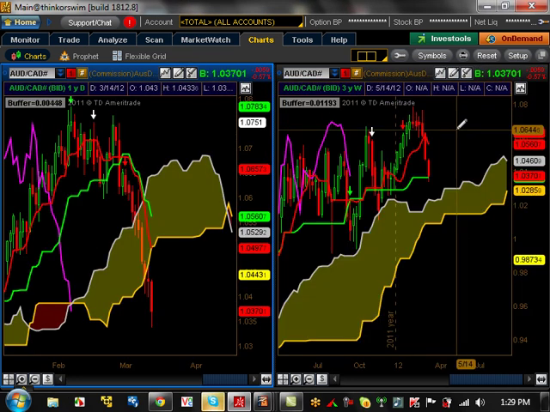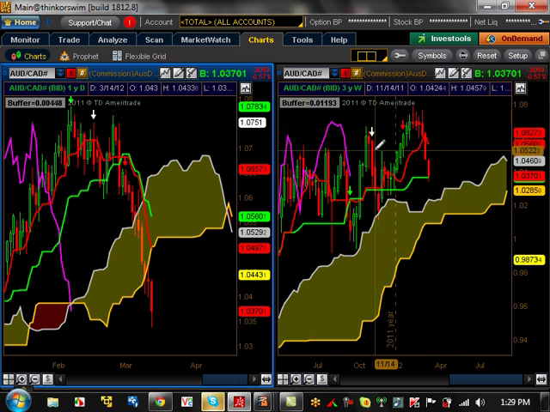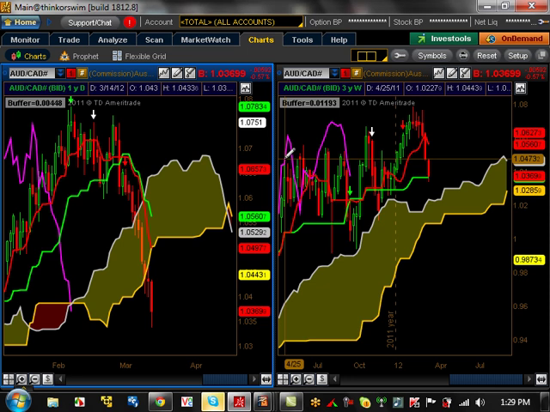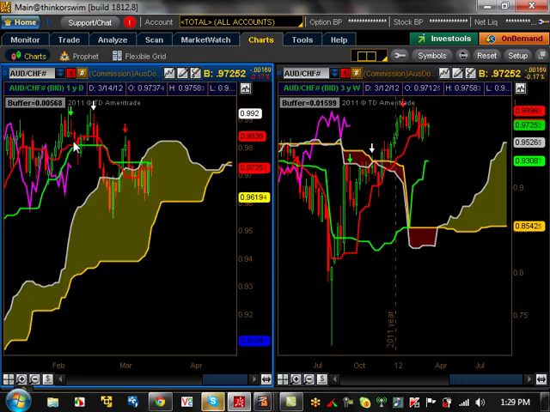If you look at Australian CAD here, you can see it's just consolidating. We're at a major support level right now at 370. Resistance is going to be right around 560, but there's nothing really going on. This thing's just consolidating in a big wide range, so nothing really going on as far as the trend is concerned. Australian Swissy, nothing really going on here.